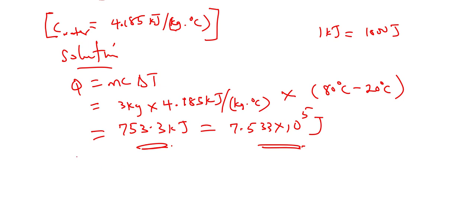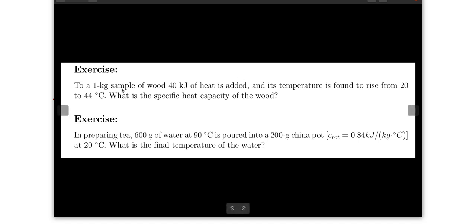I'll give the exercises later. These are the first two exercises. Exercise 1: to a 1 kilogram sample of wood, 40 kilojoules of heat is added, and its temperature is found to rise from 20 degrees Celsius to 44 degrees Celsius. So the question is, what is the specific heat capacity of the wood? This question wants you to determine that.